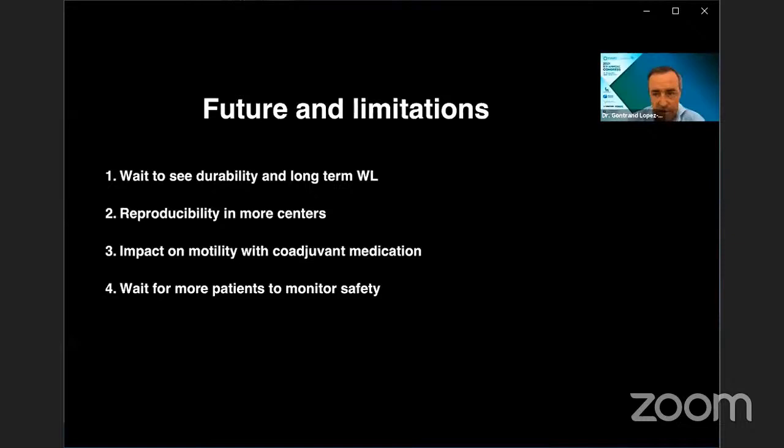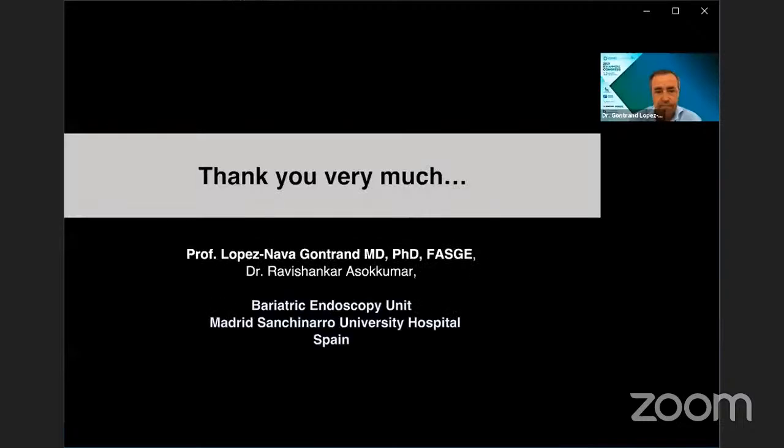Reproducibility in more centers is needed. Impact in motility with coadjuvant medication has to be studied. And we have to wait for more patients to monitor safety.